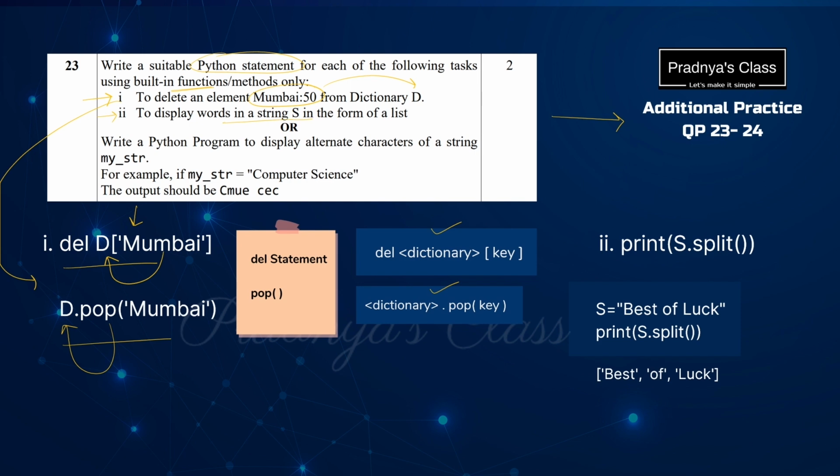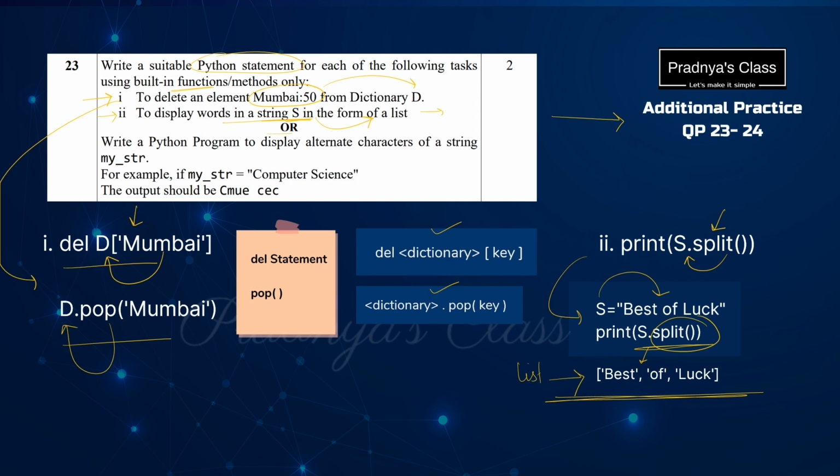To display words in a string S in the form of list. This is a little tricky question. Actually we are using split function on the string. Look at this example. Here is a string S with some data. When we apply the split function on the string, we will get a list of the words of the string. So ultimately we got the list of the words of the string by using split function.